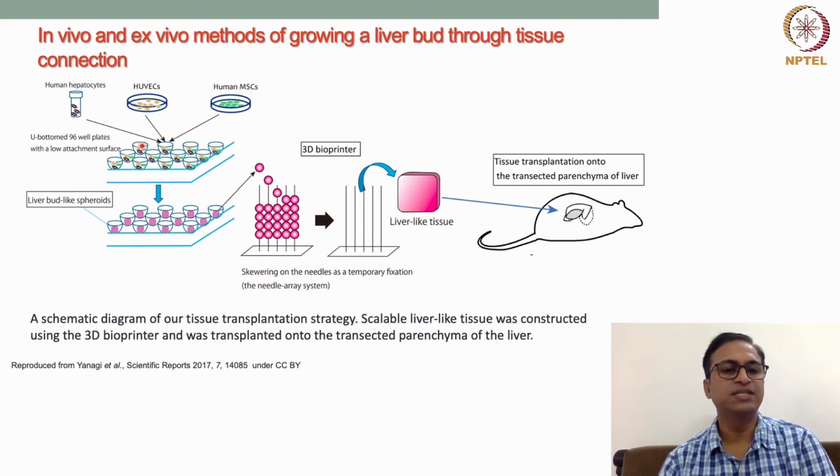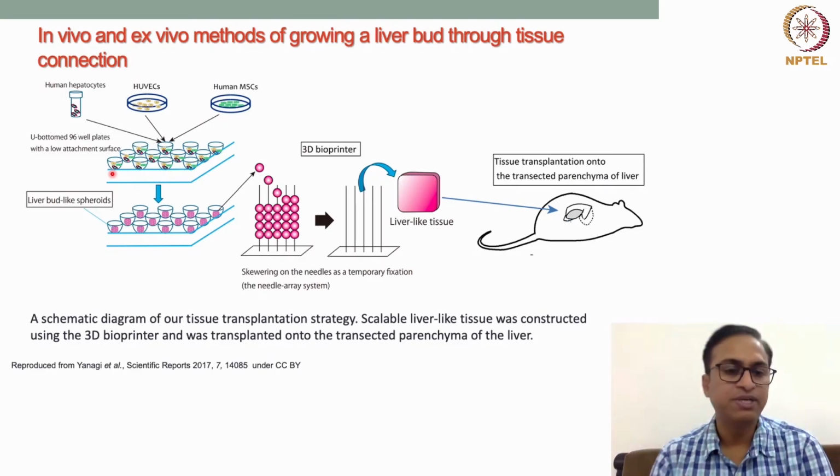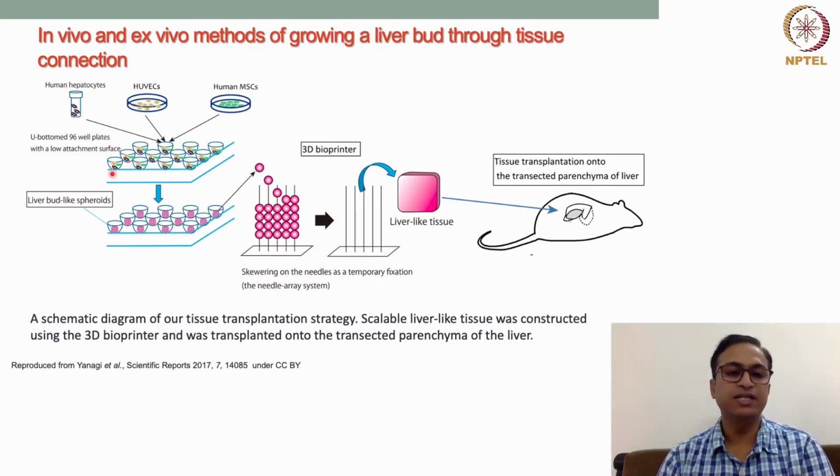So these three cells have been combined and put into U-bottom 96-well plates with a low attachment surface. Because the plate has a very low attachment surface area, the cells generally don't attach to the plate. Rather, they start assembling with each other and form spheroids, or in this case liver bud-like spheroids. So by combining these three cells in a U-bottom plate, they come up with these liver bud-like structures.